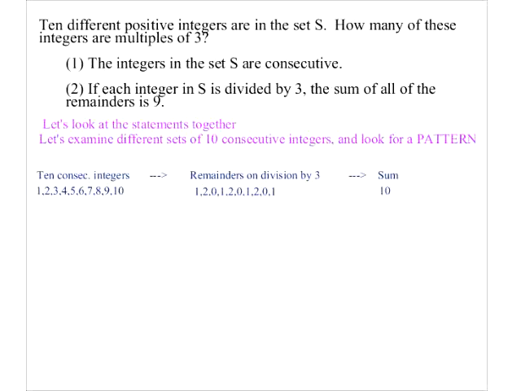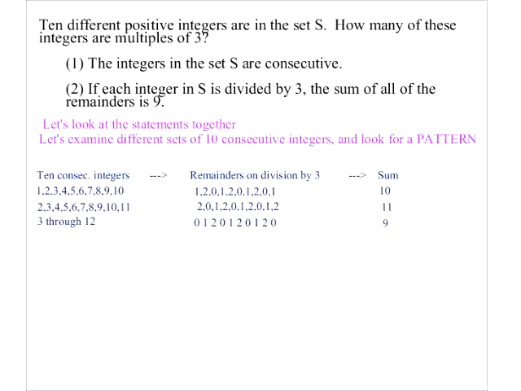If your 10 consecutive integers are 2 through 11, then 2, 0, 1, 2, 0, 1, 2, 0, 1, 2, and your sum is 11. And if your 10 consecutive integers are 3 through 12, then your remainders become 0, 1, 2, 0, 1, 2, 0, 1, 2, 0, and your sum is 9.